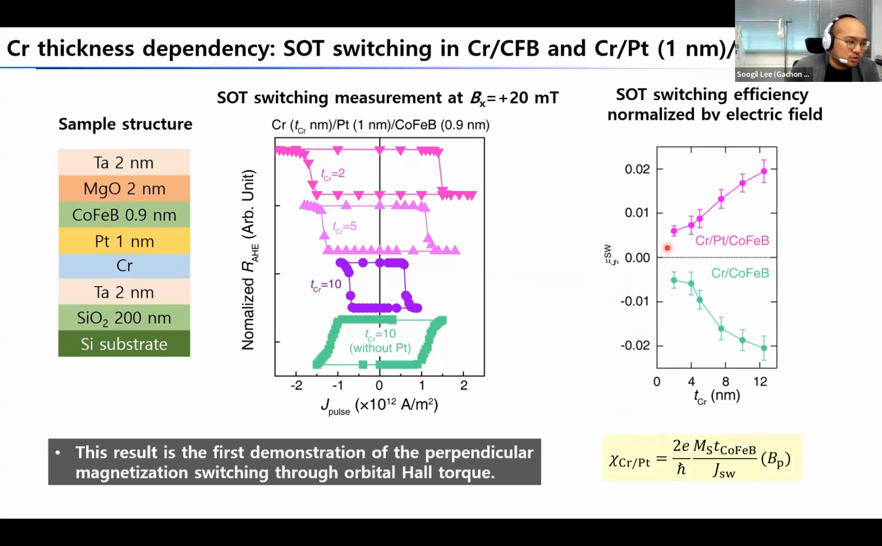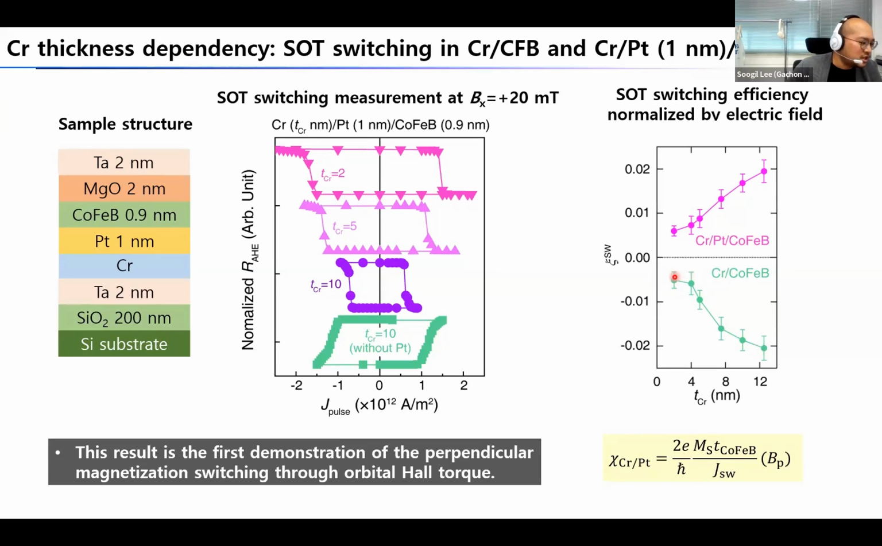And in this graph, the x-axis is the thickness of chromium, and the y-axis is the spin-orbit switching efficiency, which corresponds to the effective spin Hall angle. The sample without a platinum insertion layer, this one, shows typical spin Hall originated behavior, which means the switching efficiency increases with increasing thickness of the chromium layer.